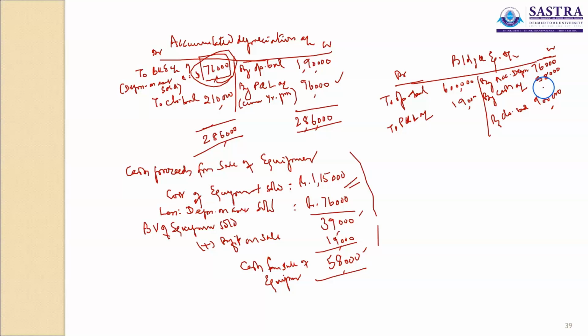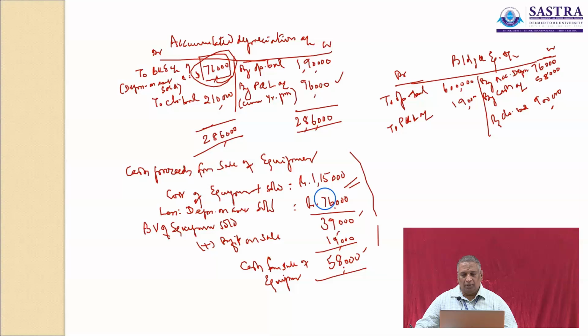So 76 plus 58, that is 134, minus 19, gives 1,15,000. Then we can close the ledger.